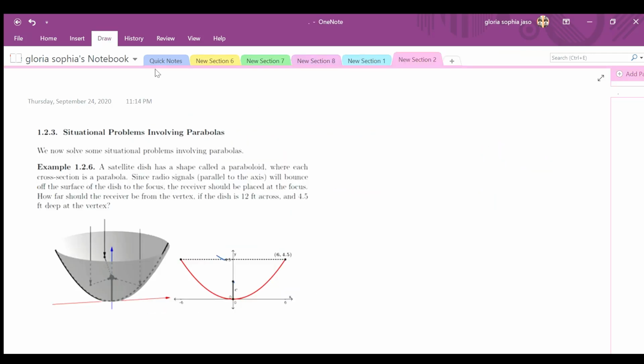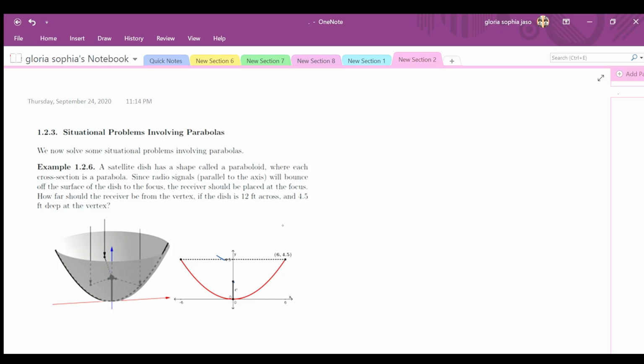For our problem solving, let's solve the following problem. A satellite dish has a shape of a paraboloid where each cross-section is a parabola. Since radio signal parallel to the x-axis will bounce off the surface of the dish to the focus, the receiver should be placed at the focus. How far should the receiver be from the vertex if the dish is 12 feet across and 4.5 feet deep at the vertex?